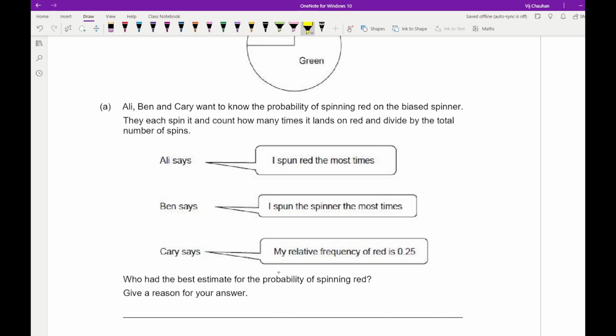But actually, with this being relative frequency, it's the greater number of trials that gives you the most accurate probability. So for this here, we need to say that Ben gives the best estimate because he spun the spinner the most. And there we go for that 1 mark.